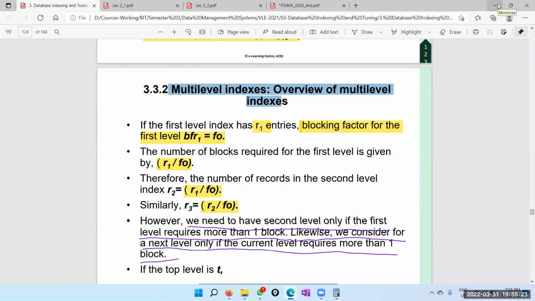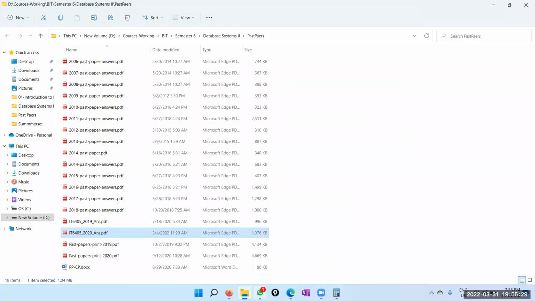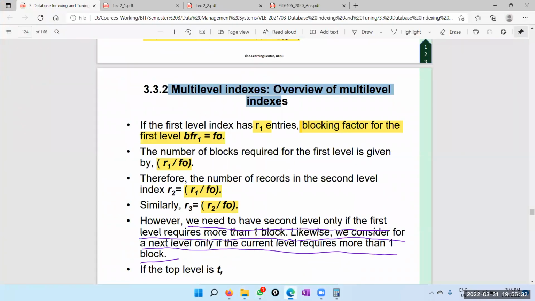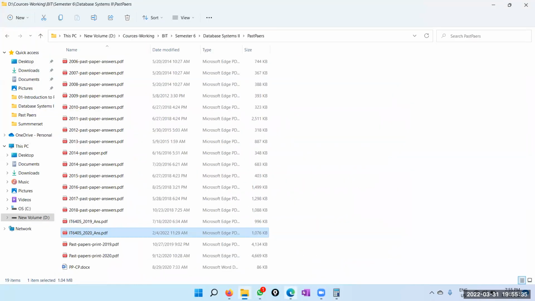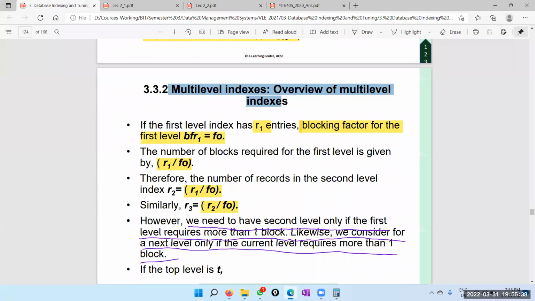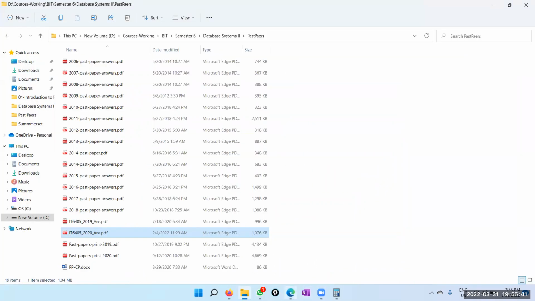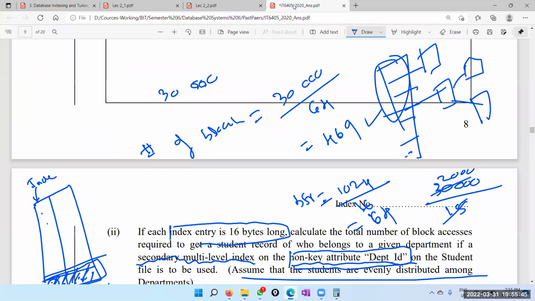R1 means the number of entries, which must be divided by the blocking factor, right? Number of blocks required for the first level. So let's do that. R divided by F0. Number of blocks is R, number of records, which is 30,000, divided by the block factor 469. So that is the first level.